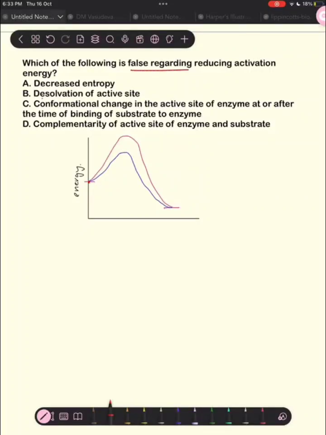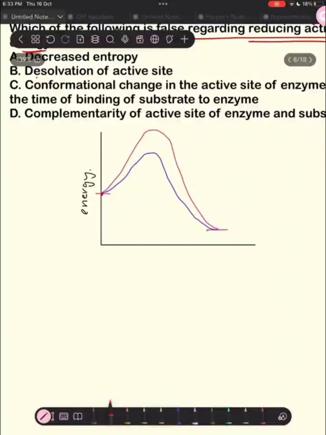Right. The question is, which is false regarding reducing activation energy? First of all, who will be reducing activation energy? The reduction of activation energy is done by the enzyme which is taking place in a reaction. The enzyme is a catalyst which is decreasing the activation energy. First of all, what is an activation energy?